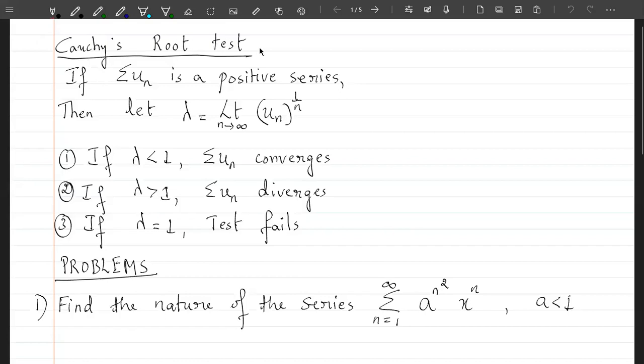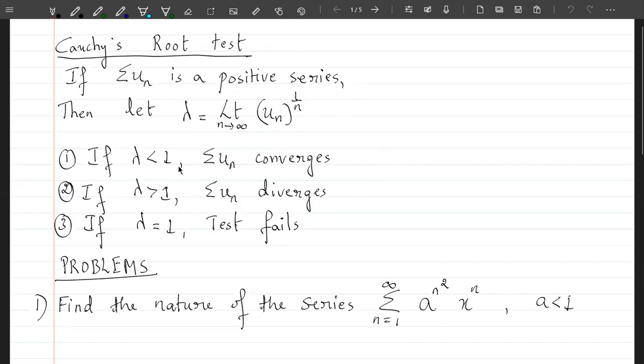Cauchy's root test, or root test. Again, this test is also used to check whether the series is convergent or divergent. In this case, if summation un is a positive series, then to check its convergence or divergence, first of all, we calculate the value of lambda, where lambda is equal to limit n tends to infinity, un to the power 1 by n.